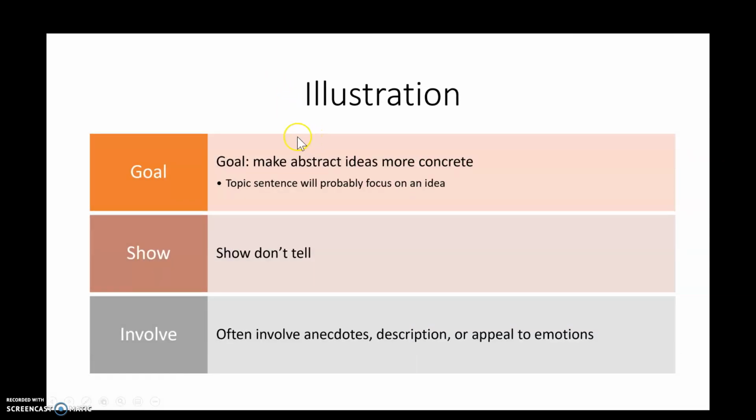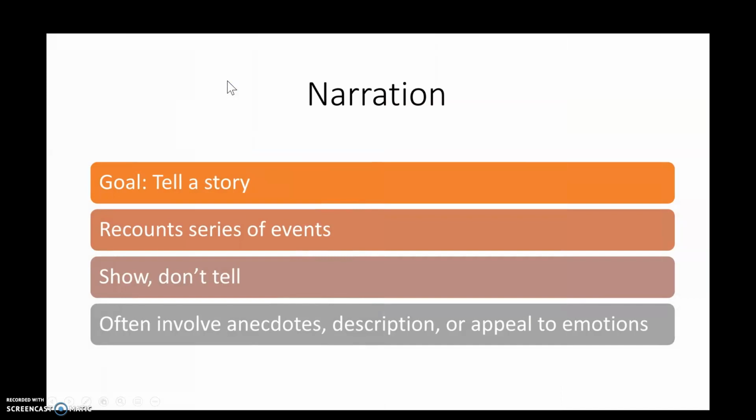So with an illustration paragraph, the goal is to make abstract ideas more concrete. So the topic sentence is going to focus on an idea. You want to show, don't tell, so use a lot of descriptive details. And they often involve anecdotes, descriptions, or appeals to emotion. What that means is that they rely on evoking the reader's emotion in order to make the point.